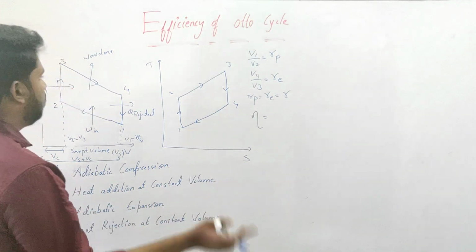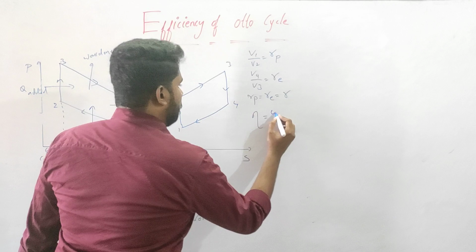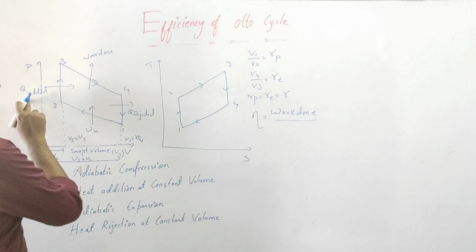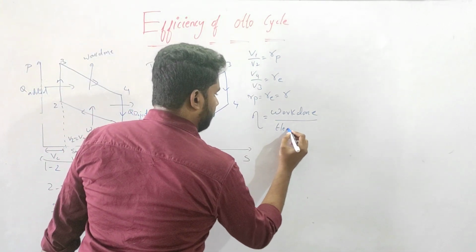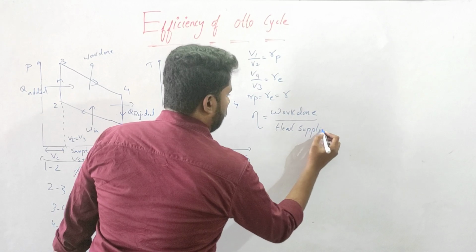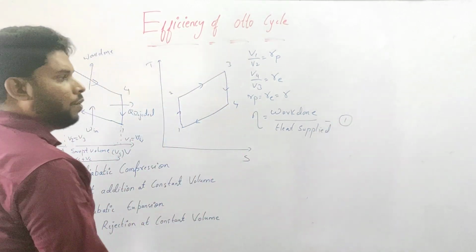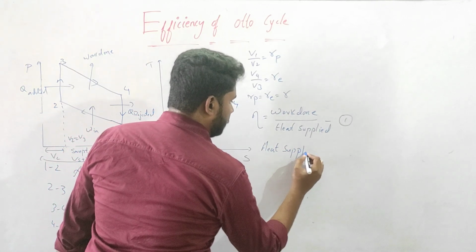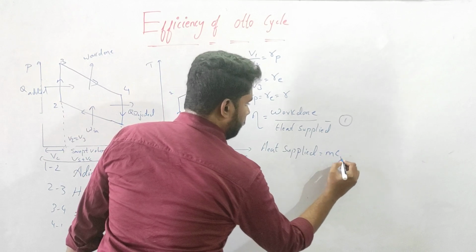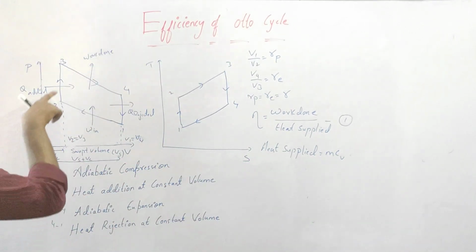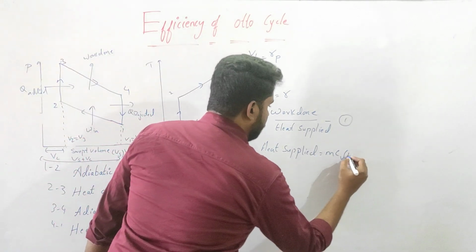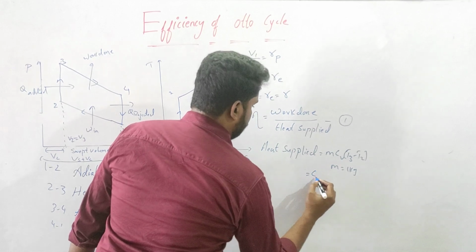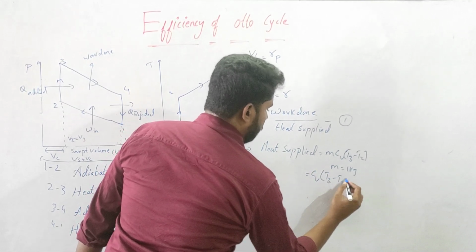So efficiency is output by input. What is output here is nothing but the work done. Output here is work done divided by input. What we are giving is heat supplied. So this is my equation number 1. Now how will we calculate heat supplied? We already discussed in the first law of thermodynamics. The heat supplied is written as m Cv, because it is constant volume in the 2 to 3 process, so I can write T3 minus T2. If I consider 1 kg of air, this will be Cv (T3 minus T2).